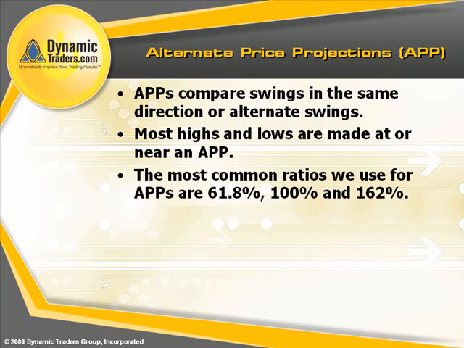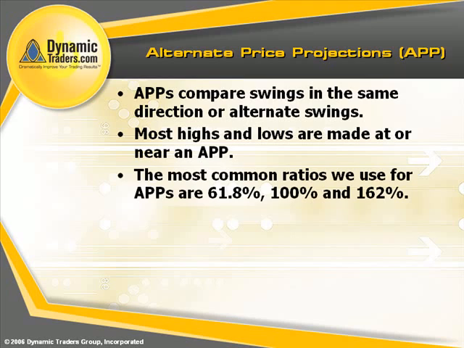And look at this. Isn't this interesting? Right at the 50% retracement is the 100% alternate price projection. We skip the 62 and go right down to the 78.6% where we have the 162% alternate price projection.